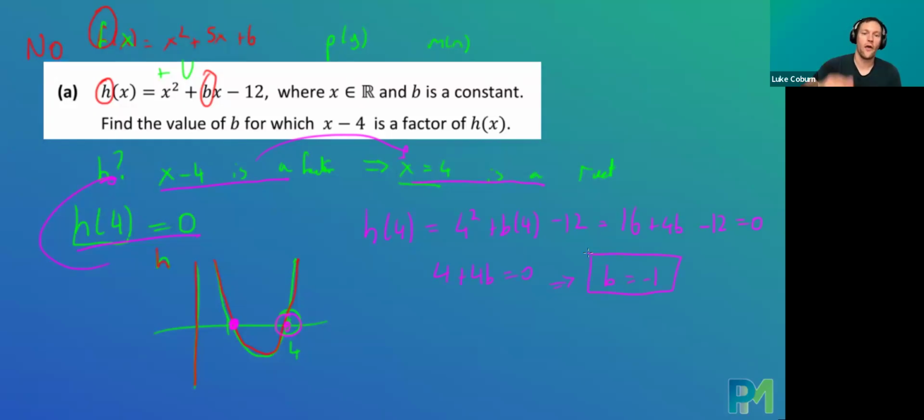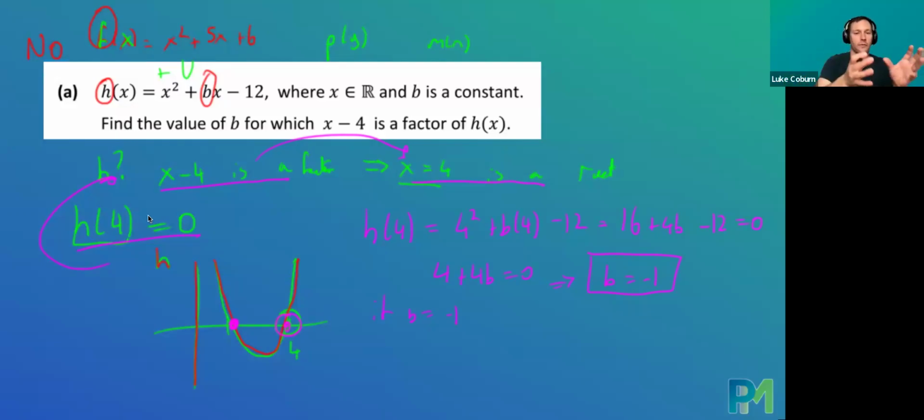So they're saying find the value of b for which x minus 4 is a factor of h of x. So if b is equal to minus 1, then x minus 4 is a factor of h of x, because x equals 4 would be a root, and if we were to sub the 4 in, we would get that equals 0. So it's basically jumbled up, right?